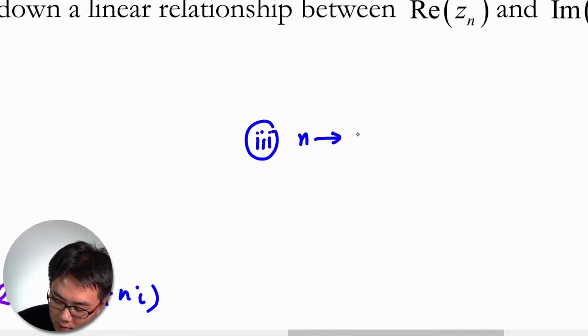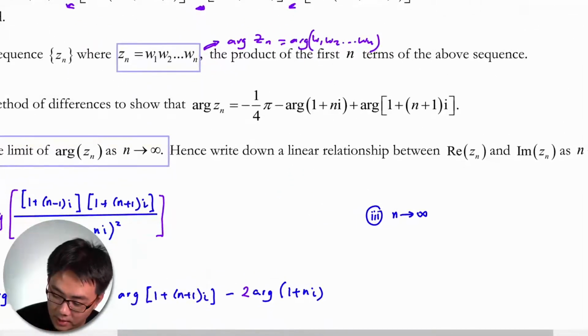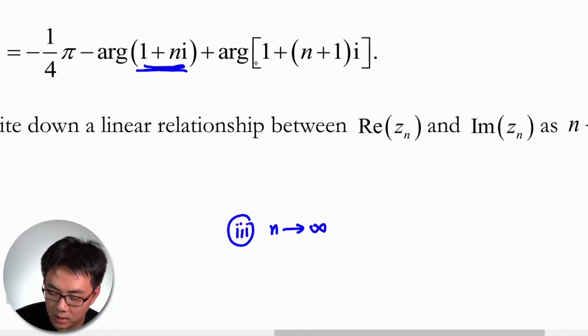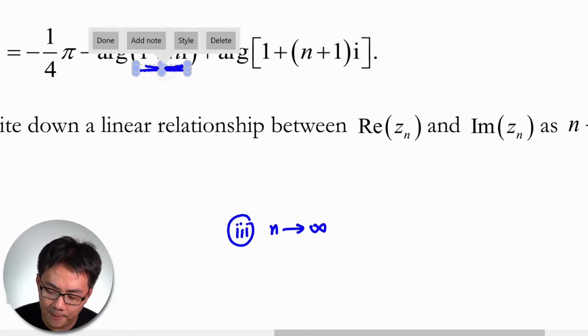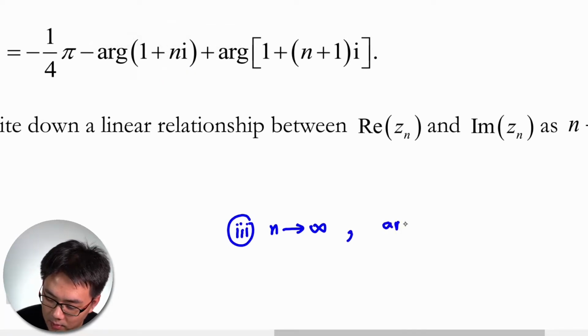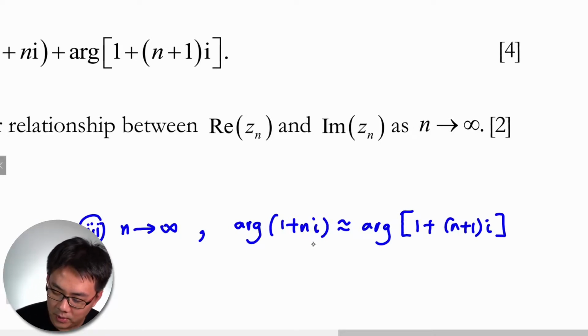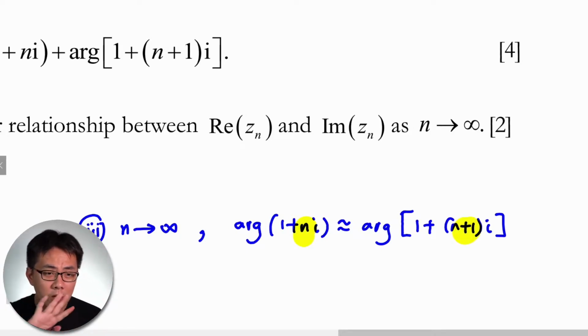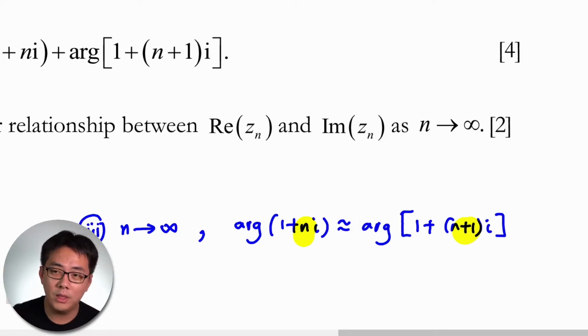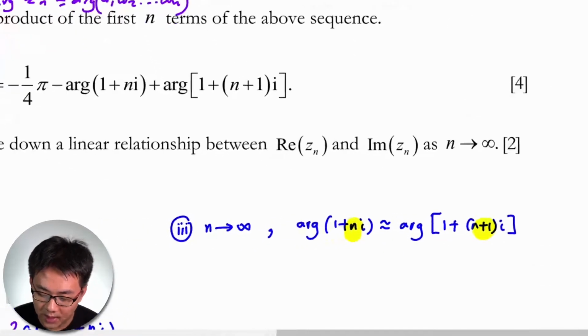So as n goes to infinity, let's look at what happens to argument Zn. Now there are a few ways of doing this. You could write that argument of 1 plus ni will be the same as argument of 1 plus (n plus 1)i, the reason being that n will just become n plus 1. Roughly at infinity, if you have $1 billion and $1 billion and $1, it is roughly the same. So you could just write that they are the same.